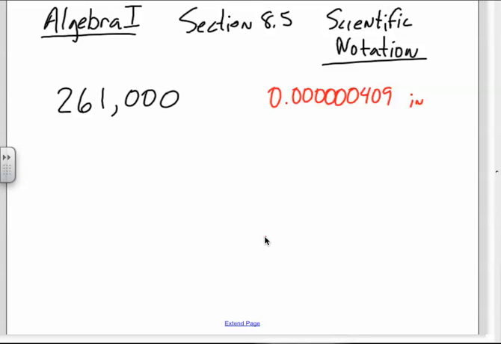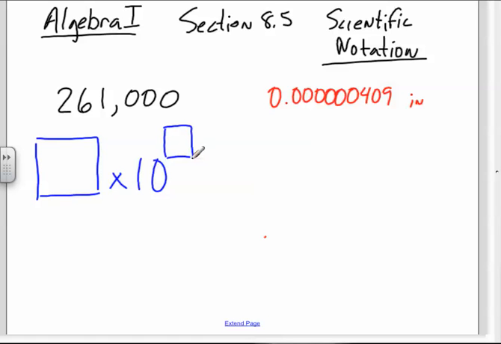One, it's always going to take the form, and I'll do this in blue, of a number times 10 to some power, okay? And I'll put a box here. Now, inside this first box right here, that number has to be between 1 and 10. It can equal 1, but it can't equal 10, okay? So if it were 10, we need to move it one more time and let it equal 1. We always want it to be between 1 and a number less than 10, okay?